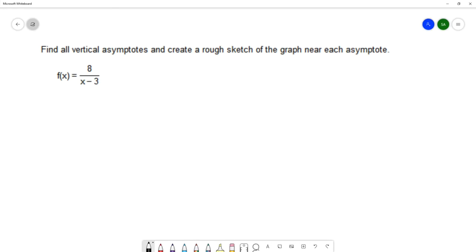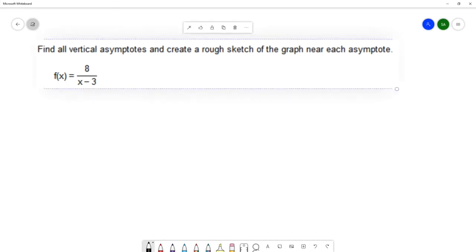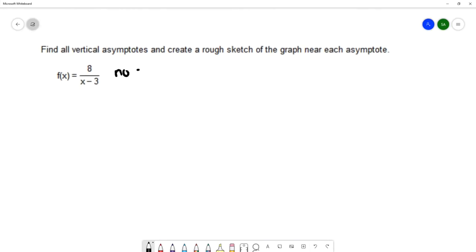In this example, 8 is in factored form, x minus 3 is in factored form, and I see no common factors. So I already know that this function is in lowest terms. Once it's in lowest terms, I'm going to set the denominator equal to 0 and solve. So I said x minus 3 is equal to 0. I'm adding 3 to both sides to get x equals 3.